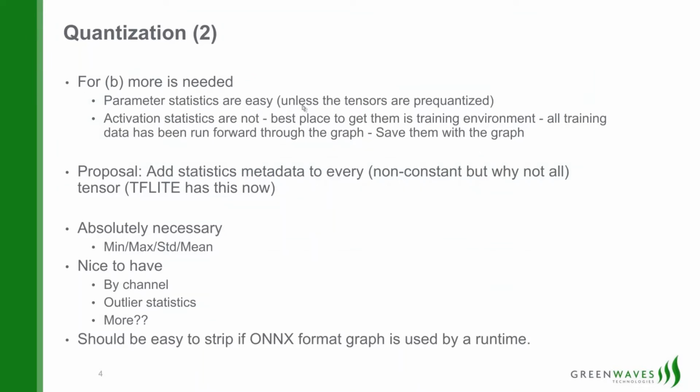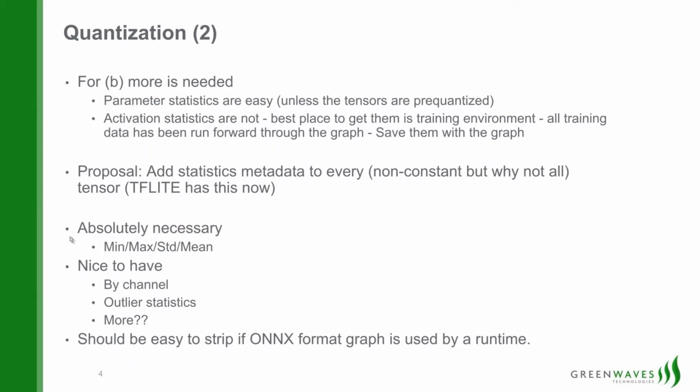TF-Lite at a minimum now has min-max information on tensors once the graph is quantized. And because they use a scaled asymmetric quantization, there's enough information in each tensor to recover the original tensor, not in its entire accuracy, but we can recover it. It would be nice to add this. Basically, absolutely necessary would be min-max. It would be, I think, very easy to add standard deviation and mean information into a tensor. If the tensor is quantized, something on how to get back to the original tensor.